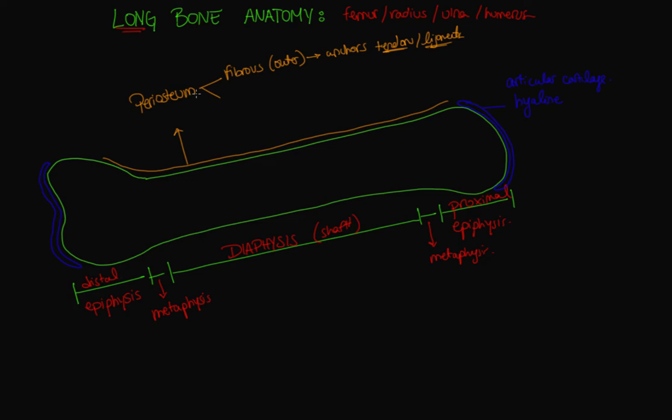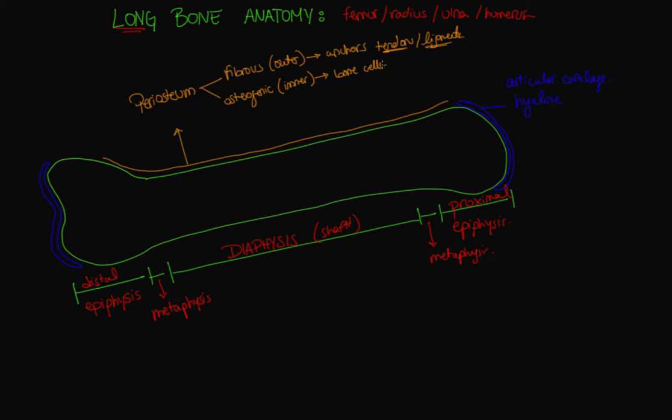And we also have the inner layer, which we call the osteogenic layer. This is the layer that contains some bone cells. We'll talk about the different types of bone cells in class.